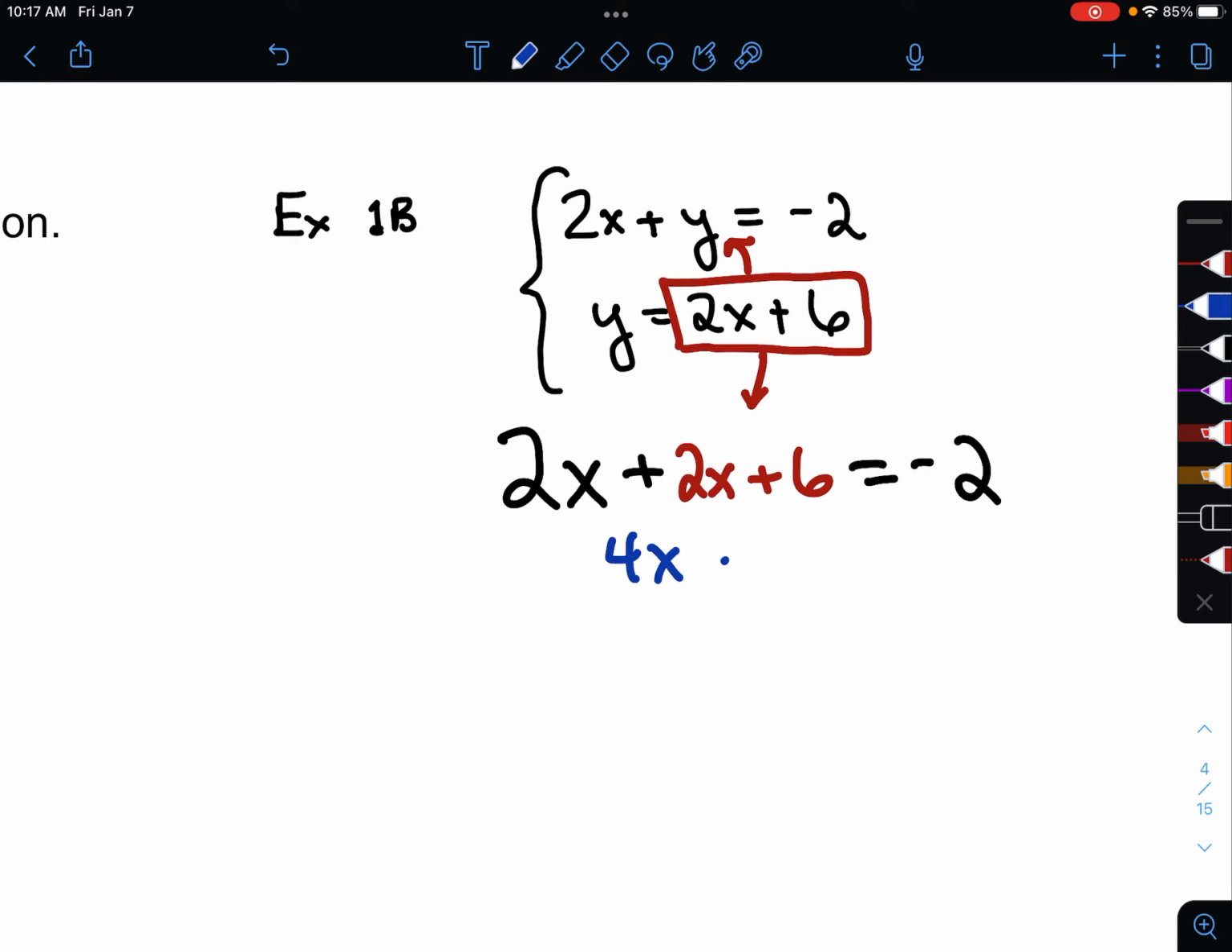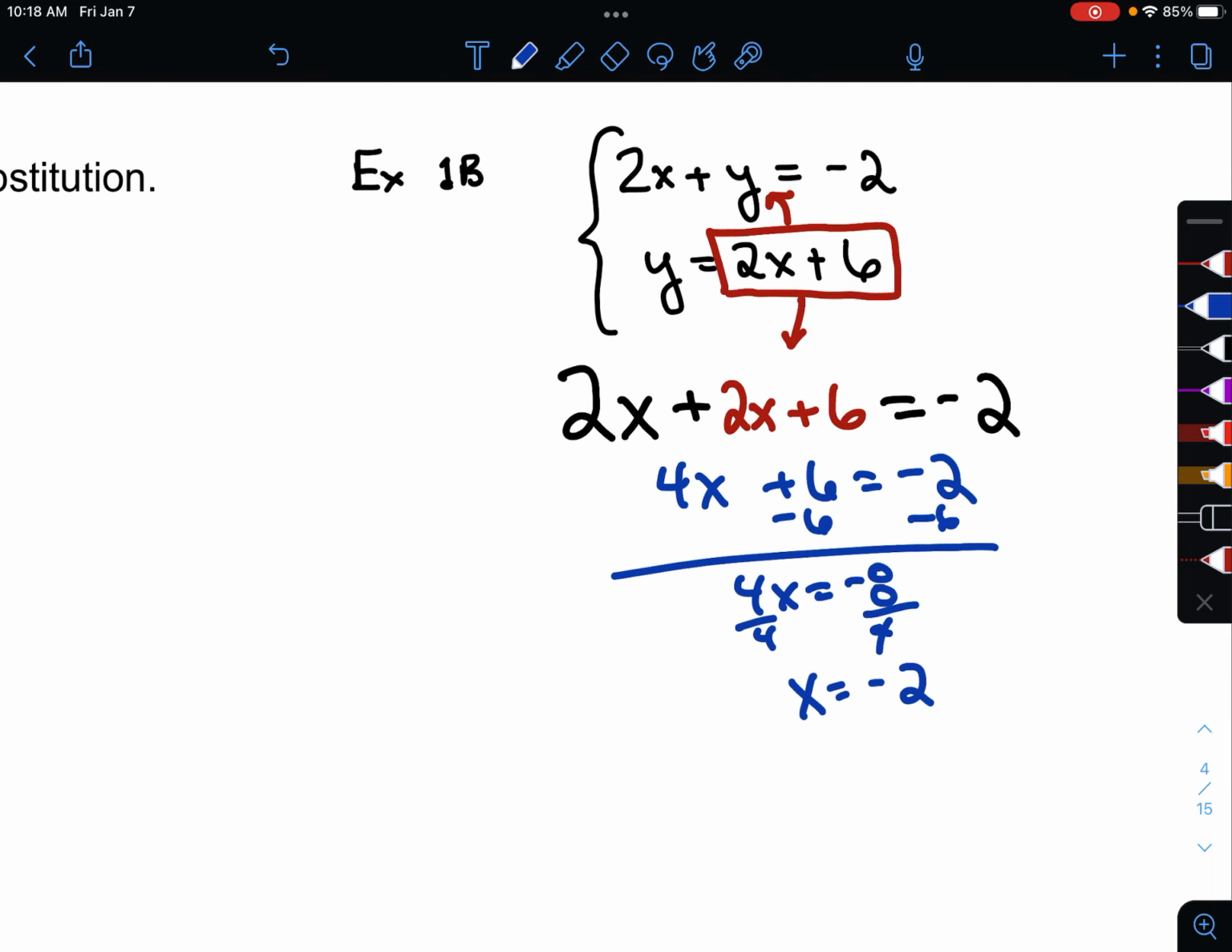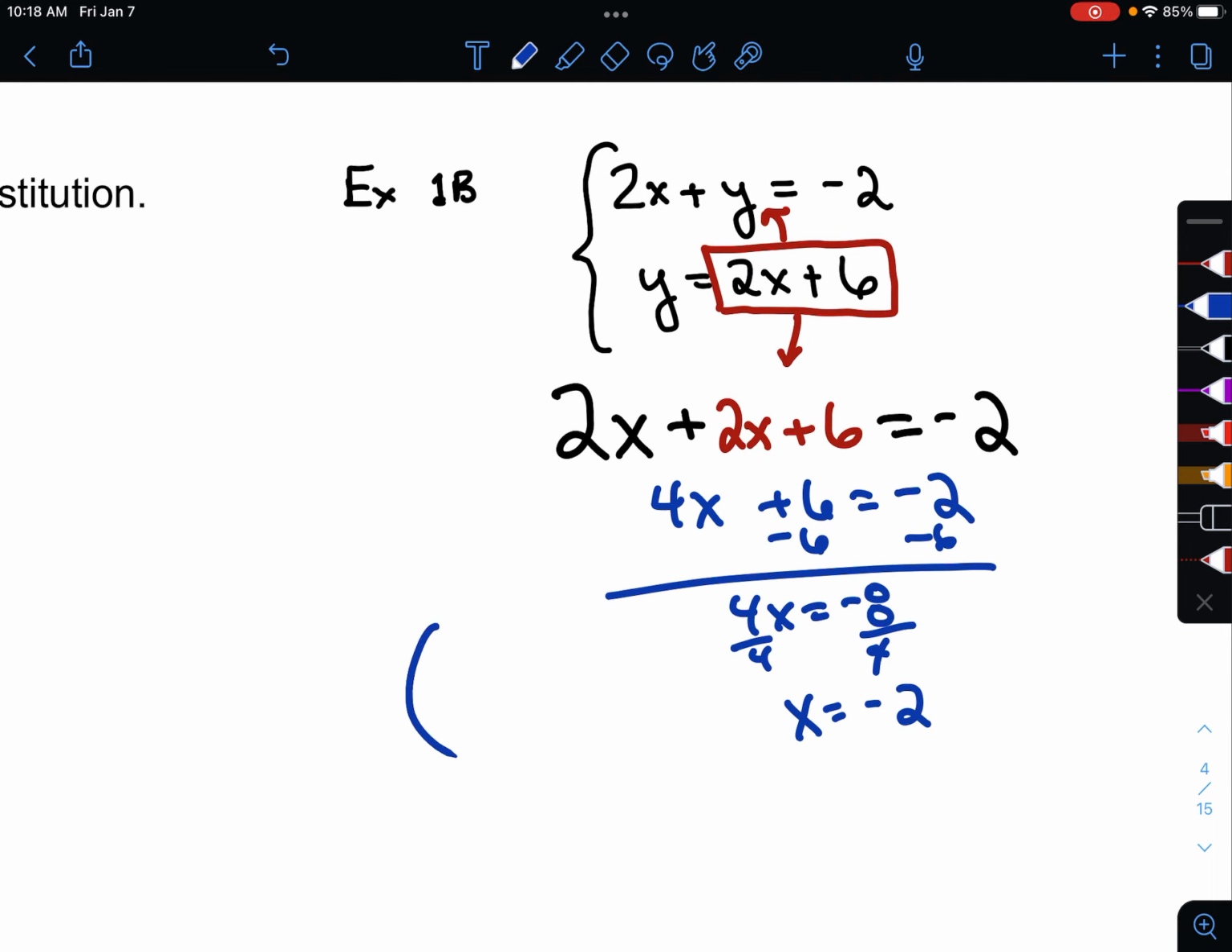This is 4x plus 6 equals -2. I want to solve for x. To get x by itself, I got to subtract 6 on both sides. 4x equals -8. Divide by 4, x equals -2. All right, remember, answers to systems are points. So we have half the answer now. So half of the answer is -2 comma something, because that was x.